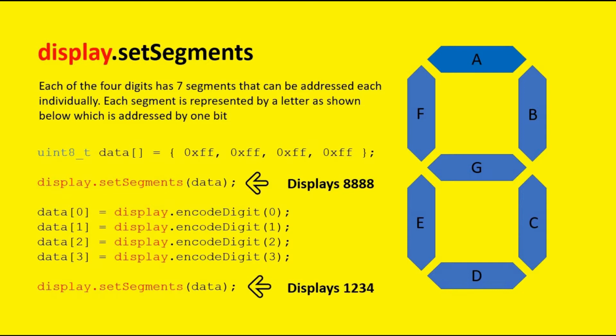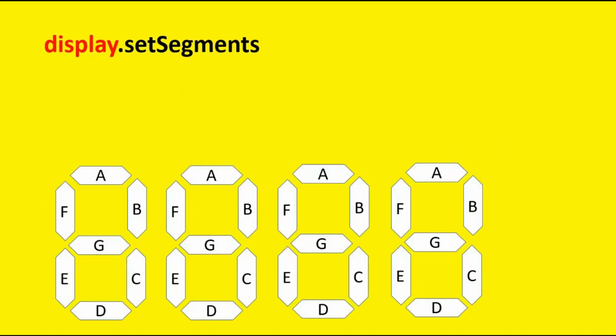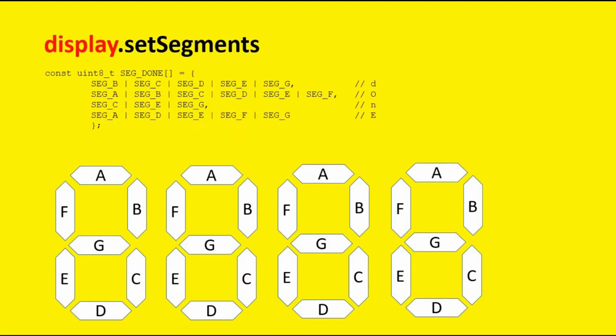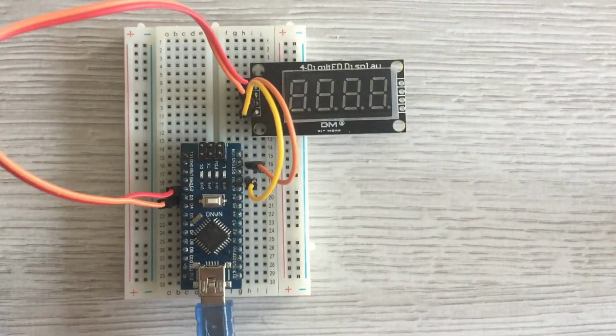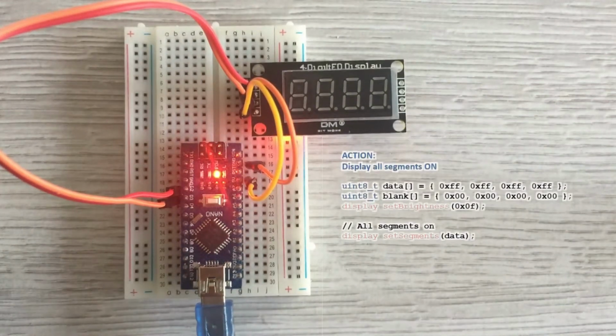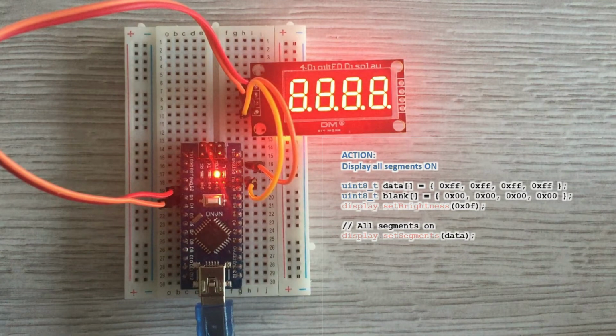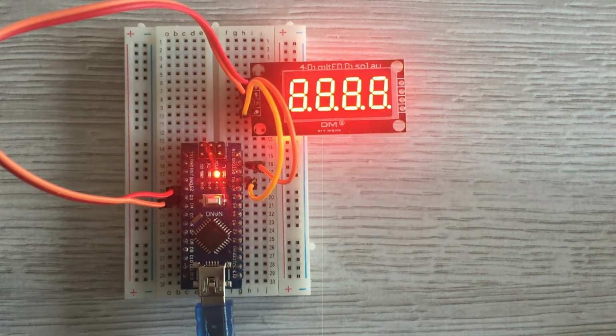There is also an option to create custom characters controlling individual segments, like in this example, where by using segment labels, we display 4 characters that make the word done. Now that we are familiar with most useful functions, we can run the demo and dissect it, assigning individual lines of code to each behavior of the display.